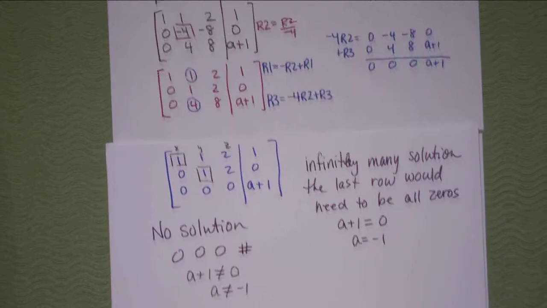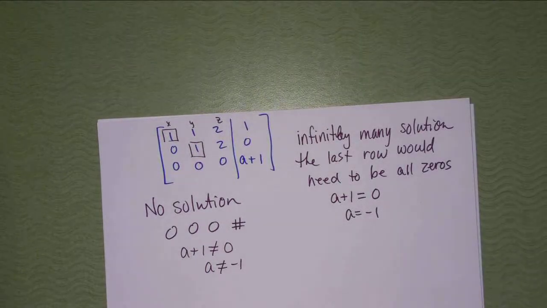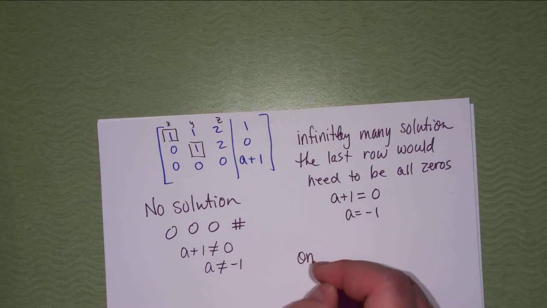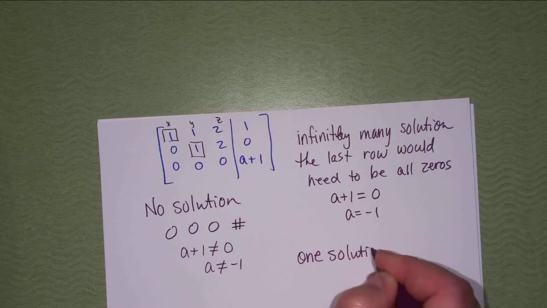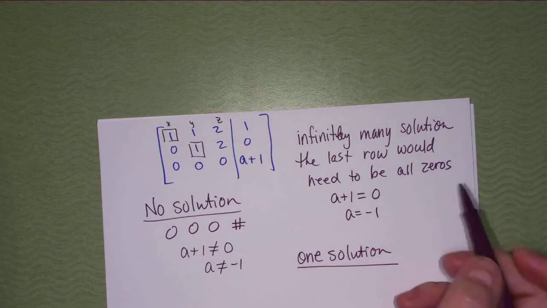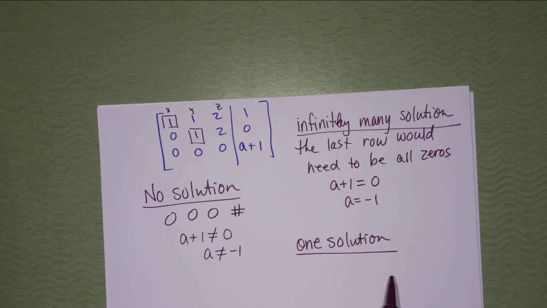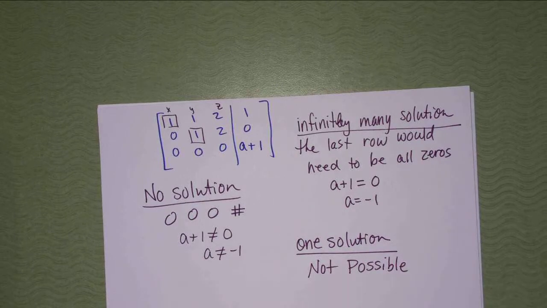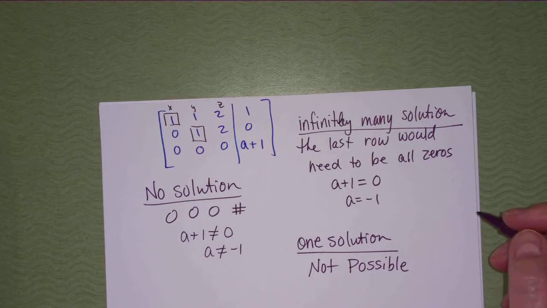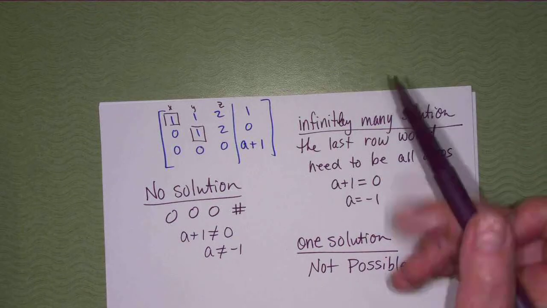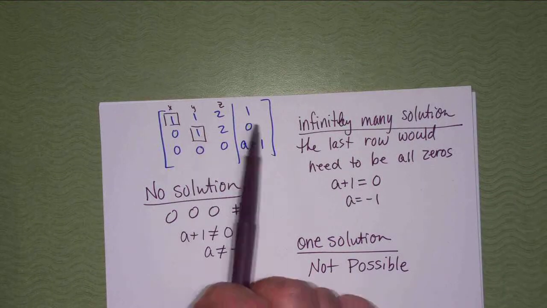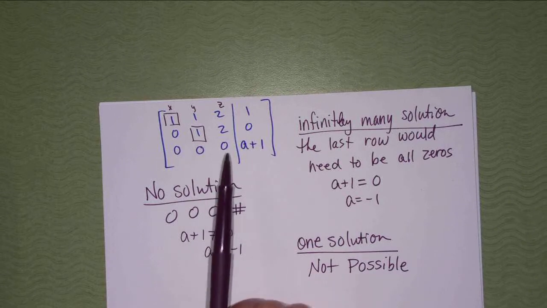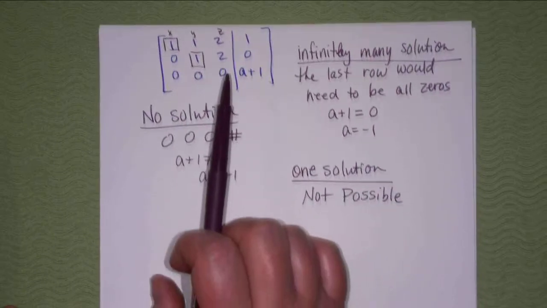What about one solution? It's not possible. What would have to have happened for it to be possible? To have one solution, you have to have a lead variable for the X, for the Y, and for the Z. We can't make a 1 into a 0, so it's not possible to have a 1 there, so it's not possible to have one solution.